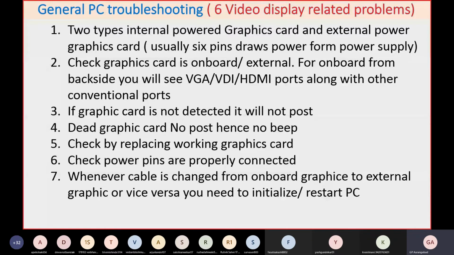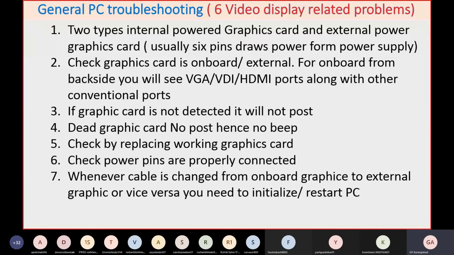How to ensure that your video card is internal? The best way is to look from the backside. If you are able to identify VGA, DVI or video display interface, or High Definition Multimedia Interface, that is HDMI, if these ports are there on the backside along with the conventional ports, then you can 100% say that your video card is on board.